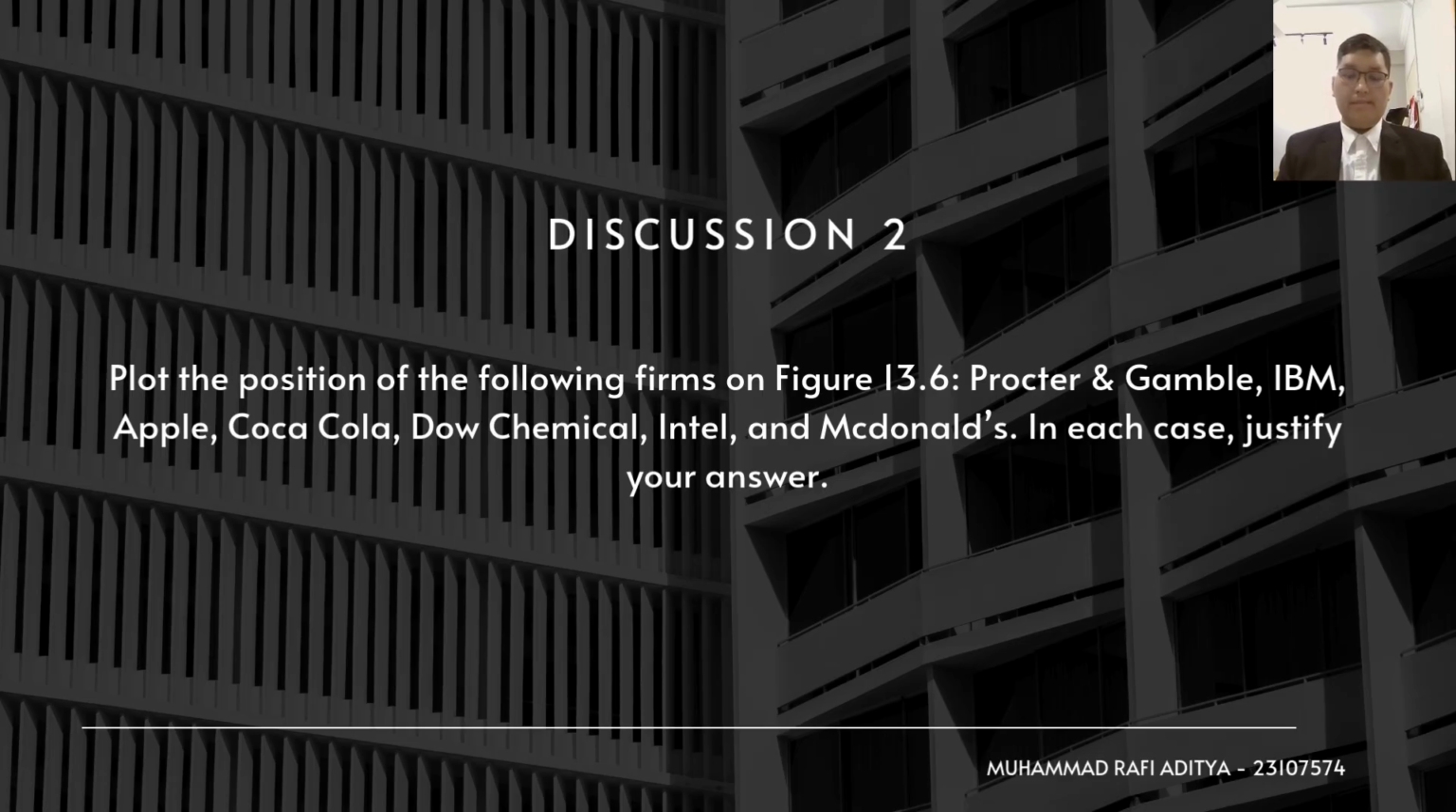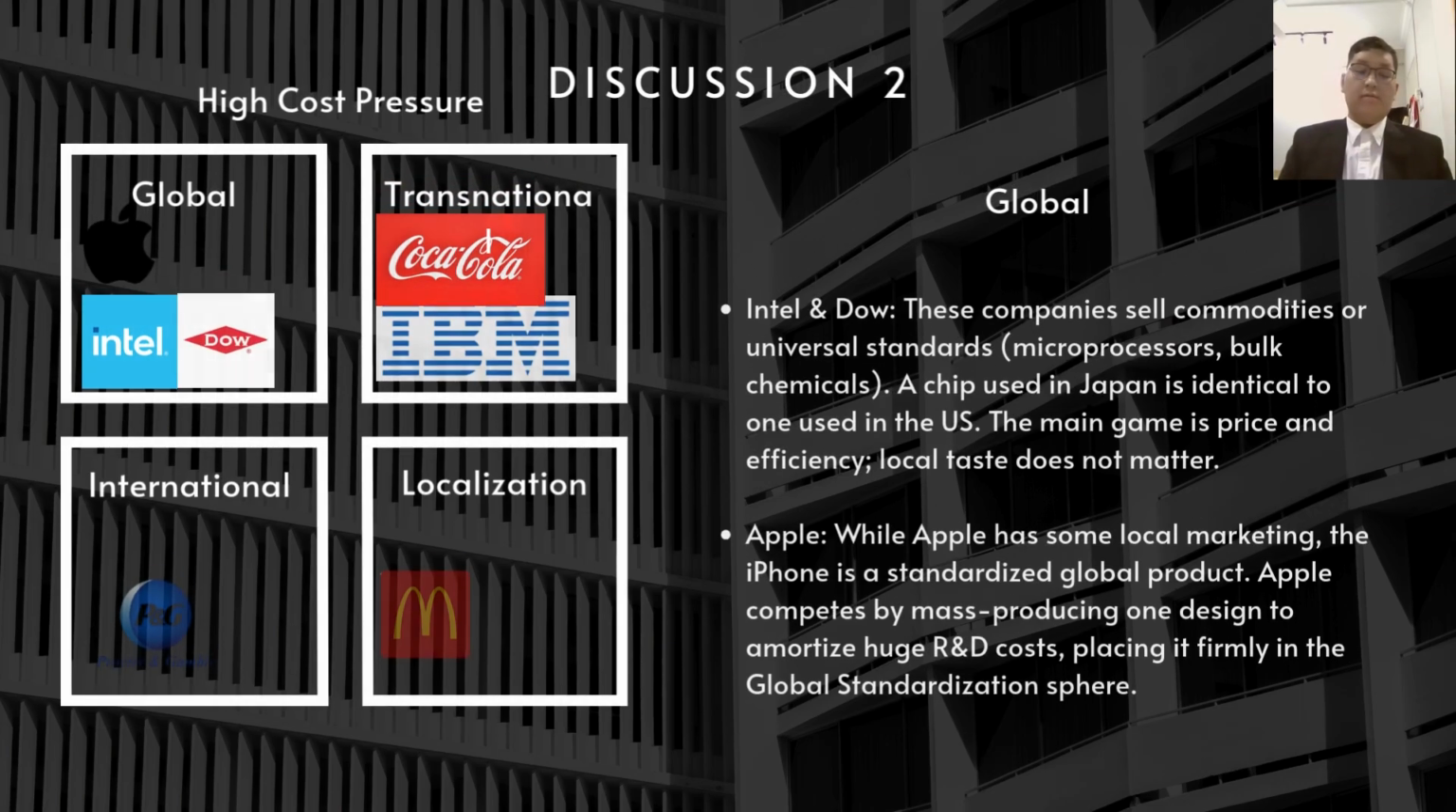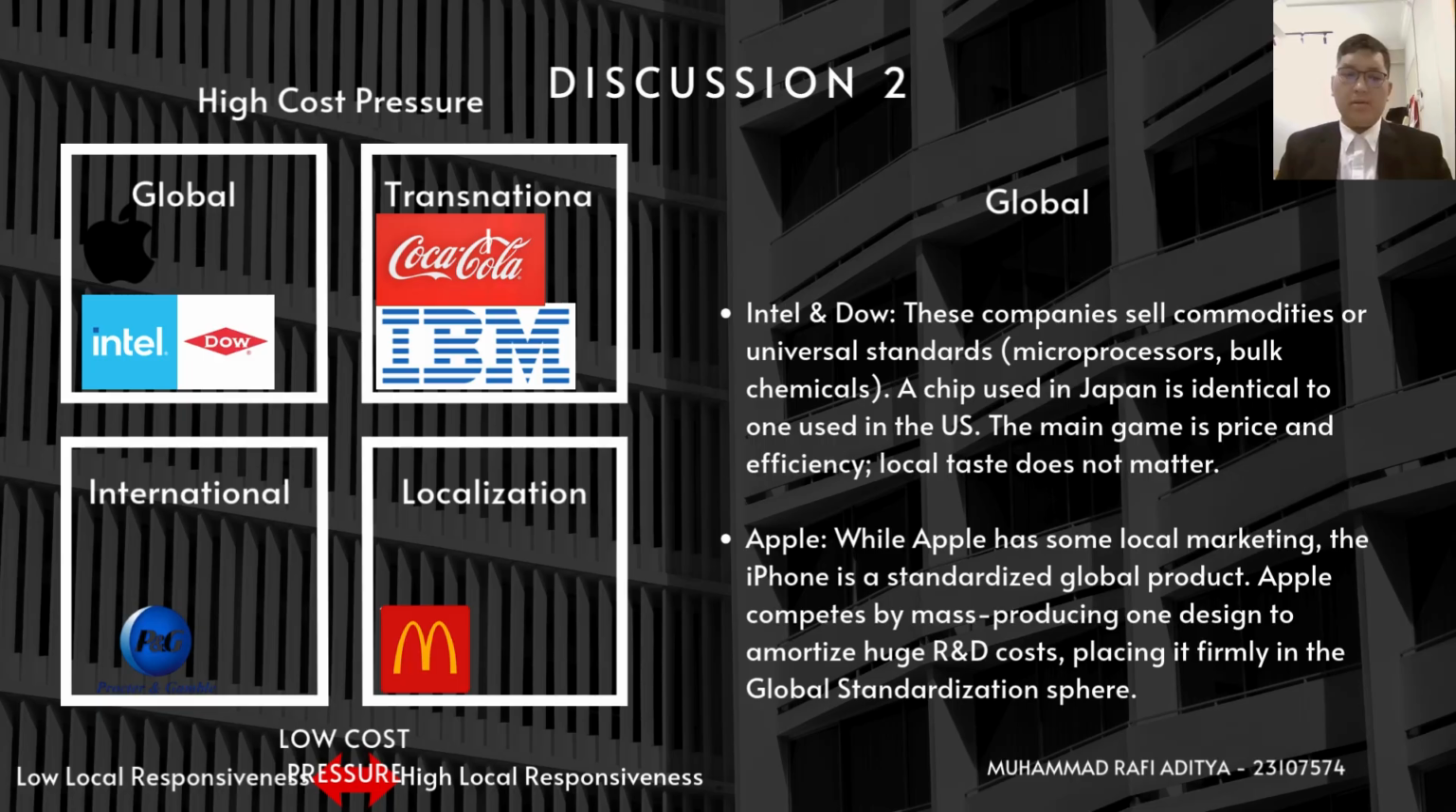Hello everyone, my name is Muhammad Rafi Aditya and I'm here going to present about discussion 2. So the question is: plot the position of the following firms on figure 13.6: Procter & Gamble, IBM, Apple, Coca-Cola, Dow Chemical, Intel, and McDonald's. In each case, justify your answer. So first of all, we are going to talk about the global one. In global, we have Intel, Dow Chemical, and Apple.